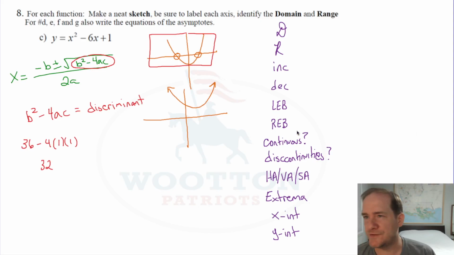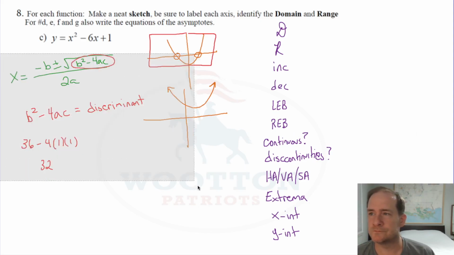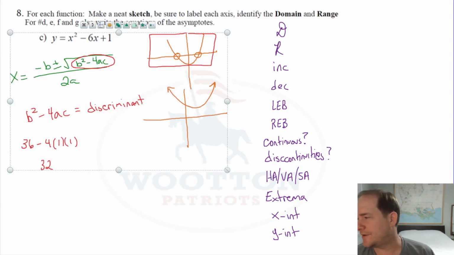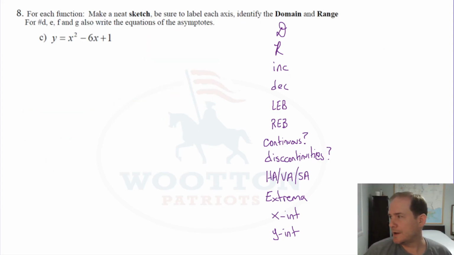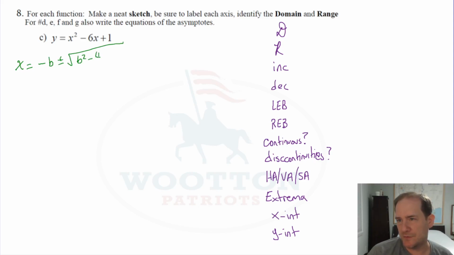Let me get rid of all this junk, and we'll just start fresh. Okay. So to sketch this graph, since I can't factor, let's sketch it by finding those x-intercepts, like I said. So x equals negative b plus or minus the square root of b squared minus 4ac, all over 2 times a.